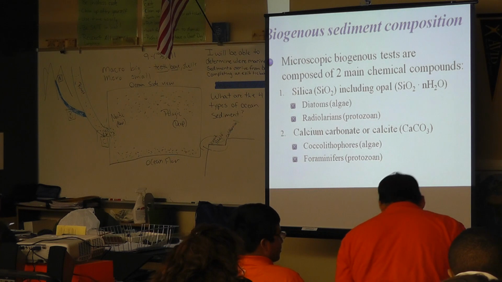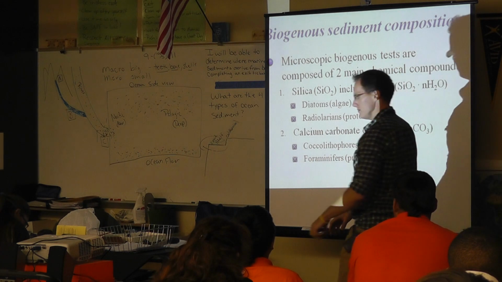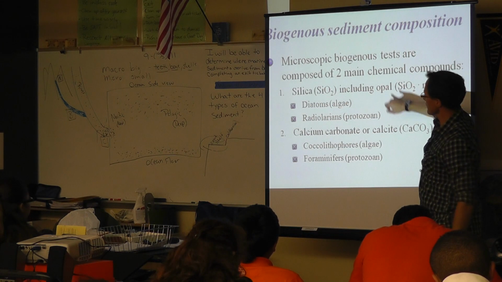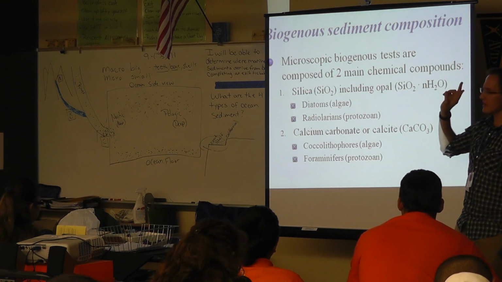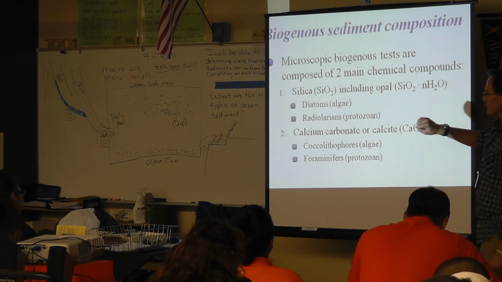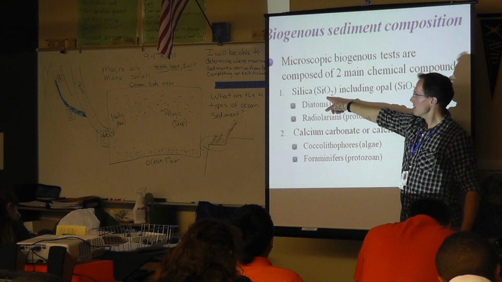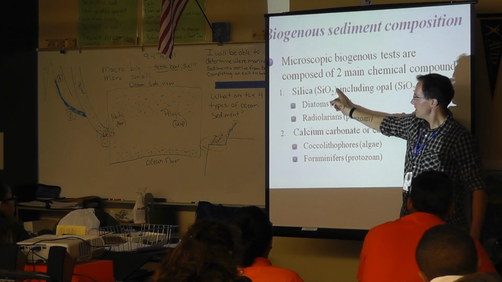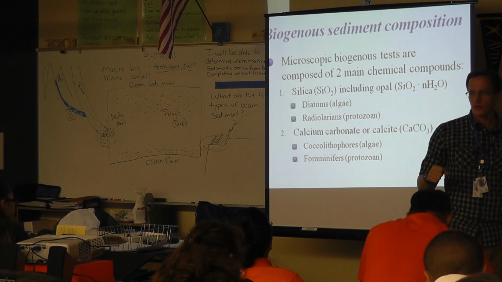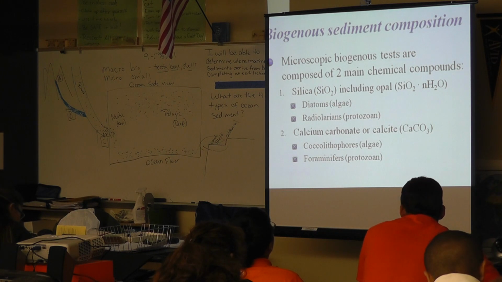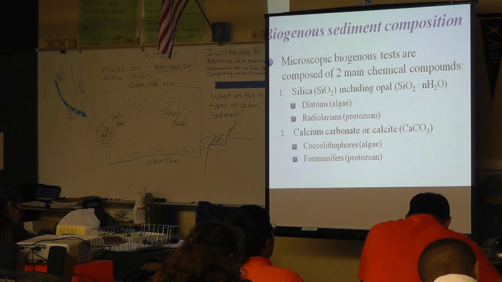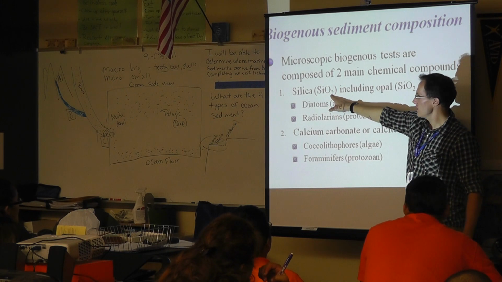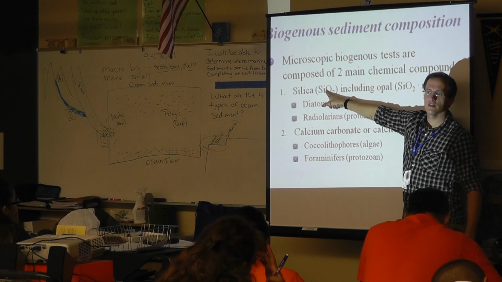Now we have some chemistry in here. So, first part. These microscopic biogenous shells are composed of two main chemical compounds. First one is silica. Can anybody say what this actually is, the full name for it? What is that? Silica is the short name. Can anybody read that? SiO2? What is Si? Silicon. O2 is oxygen, so SiO2 is silicon dioxide. Yep.